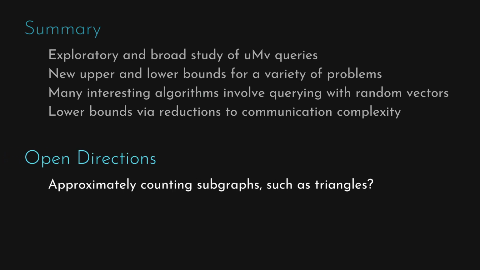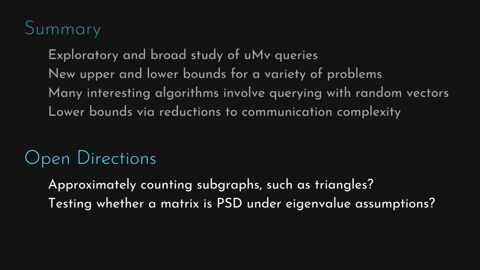A lot of work on graph queries is focused on finding efficient algorithms for approximately counting subgraphs such as triangles. We can simulate these results in the UMV model, but I wonder if much better algorithms can be found. Another question that a few people have asked me is whether you can determine if a matrix is positive semi-definite or not. I think this will require a large number of queries in general, but it might be possible to do efficiently if you make some assumptions on the eigenvalues.